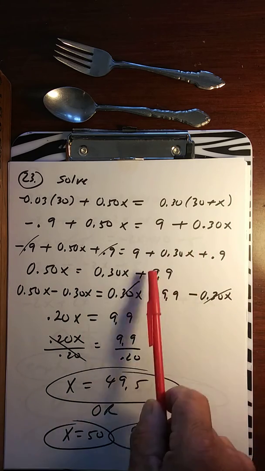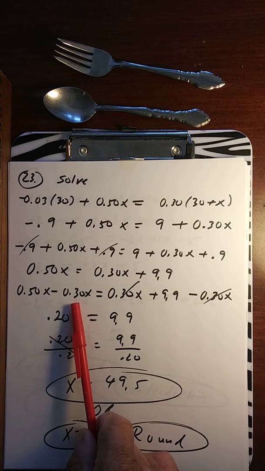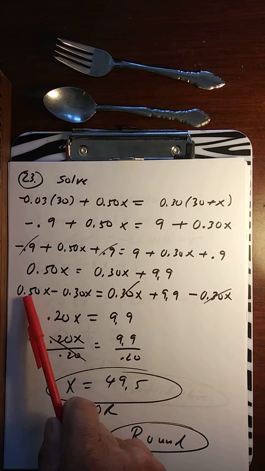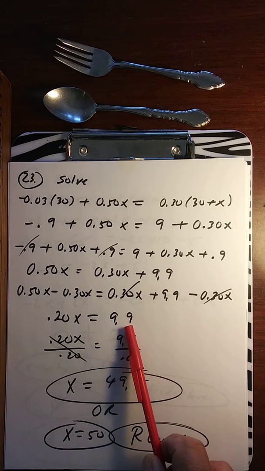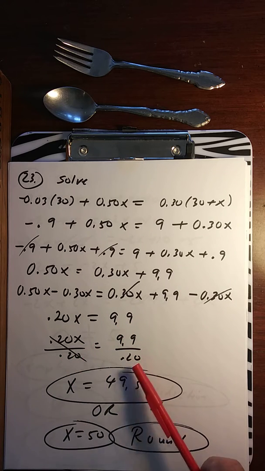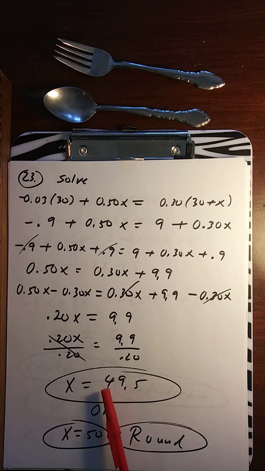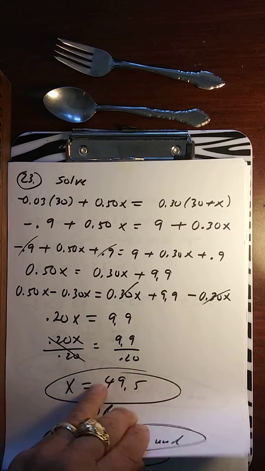This one and this one together. So now we're going to go negative 0.30x, negative 0.30x. These are gone. So we have 0.20x equals 9.9. Divide by 0.20, divide by 0.20. These are gone. So x equals 49.5. Or we can round it up to 50.